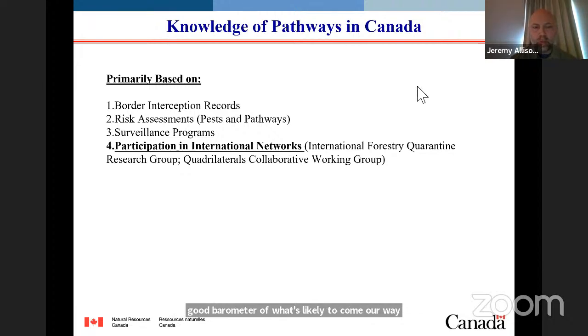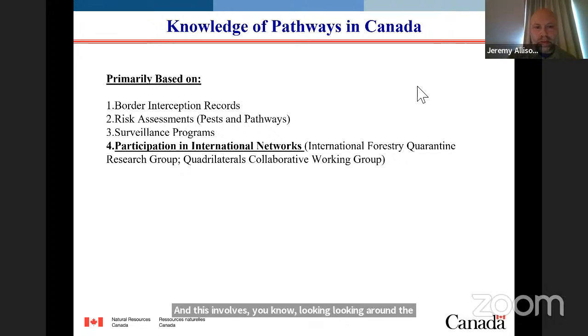We live in a global environment, and these problems, while the solutions are often implemented regionally, the way that we're going to ultimately manage these problems involves or necessitates the development and maintenance of international networks. But we also look at border interception records. So I mentioned that the CBSA is collecting samples when they see something, submitting it to the CFIA for identification. We do risk assessments. Various agencies are involved in that, and this involves looking around the world globally and trying to predict problems that might be coming.